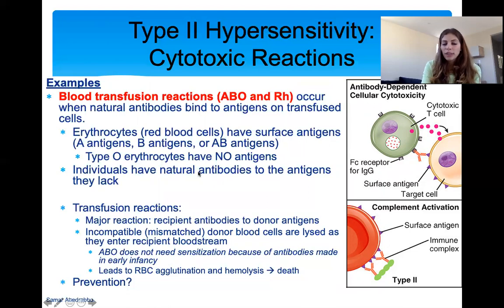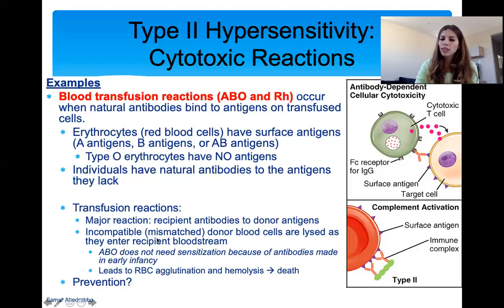Now, your body makes natural antibodies for whatever antigens it does not have. So if you're type A blood, you make A antigen, but you also make B antibody. So you're not going to make antibody that's going to target your own cells. Otherwise, you would harm yourself. But you make antibodies to target anything that's not your own blood type. So if someone is type O blood, they make antibodies against everything, against type A blood, type B blood, and if you make it against type A and type B, you make it against type AB blood as well. So with transfusion reactions, you have to make sure that the donor matches the recipient. Otherwise, you get a bad reaction, and this is fatal.